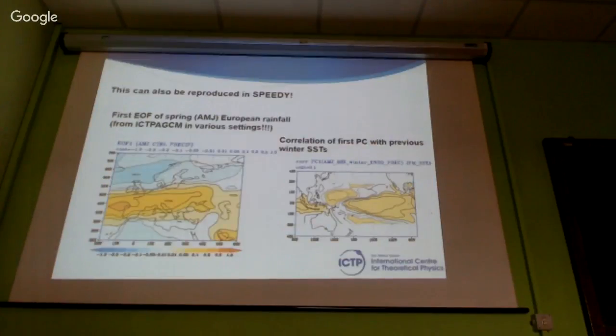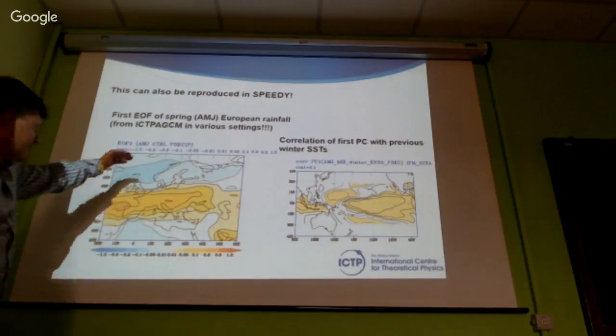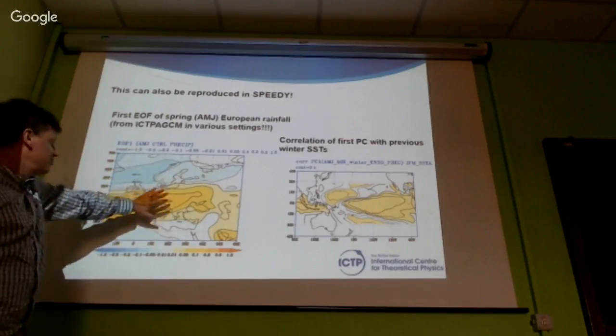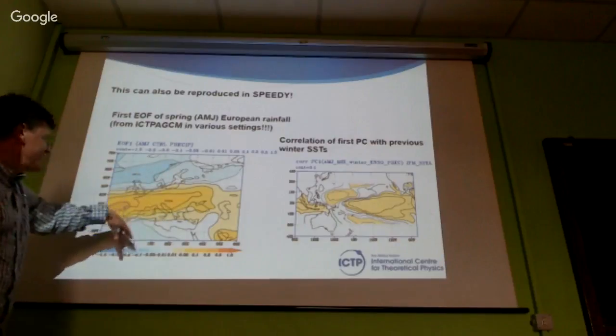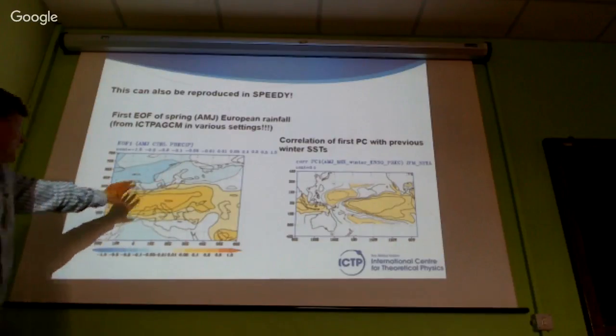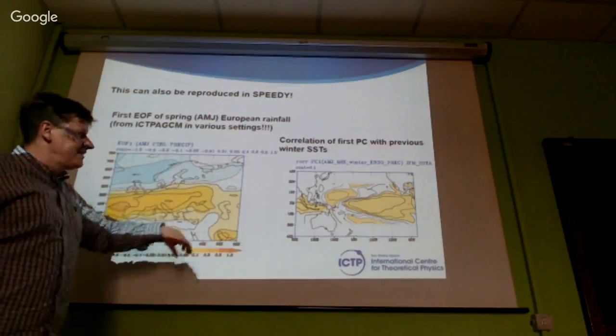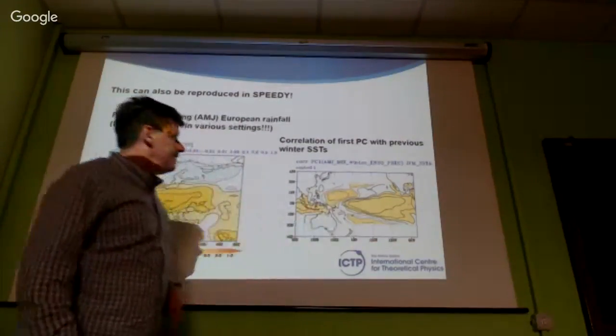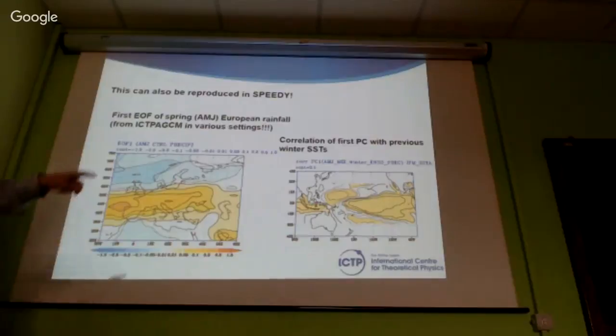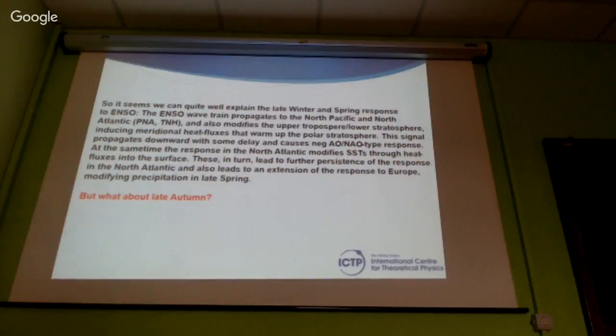In fact, the model shows very similar results. So we get this dipole, in a coarse resolution model, so we don't expect it to be exactly similar, but we get this dipole of rainfall that is related 3 months before in our slab simulation with El Nino type anomalies. So this can be explained. We are happy with it, so that's all fine.